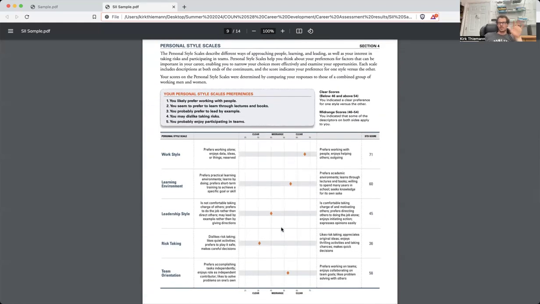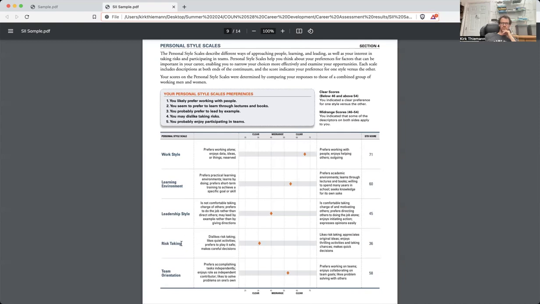Then this also gives an MBTI-type scale of, okay, my work style: do I prefer working alone with data, ideas, or things, or do I prefer working with people, enjoying helping others, being outgoing? It's a clear preference towards working with others, which isn't a surprise because of that social interest area being highest. But then the learning environment: practical learning, hands-on, short term is over on this side of the continuum. Over here is more academic, learning through lectures, willing to spend a lot of years in school. So there's a not fully clear, but a preference towards that style of learning.